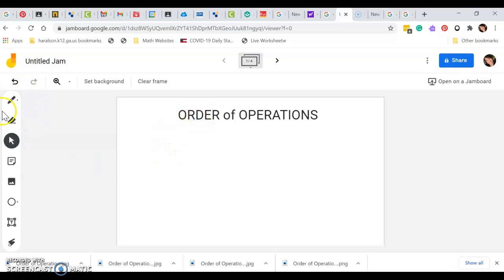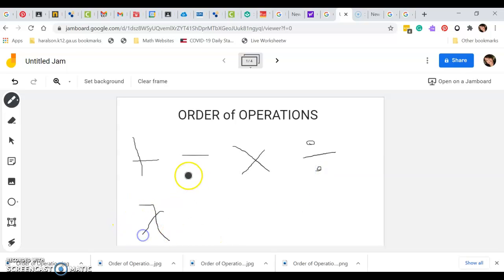And when we talk about operations, we're talking about such things as addition, subtraction, multiplication, division, and exponents.